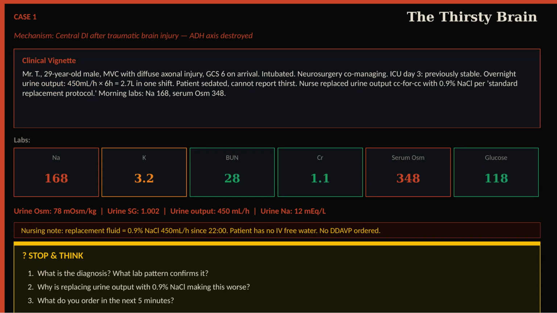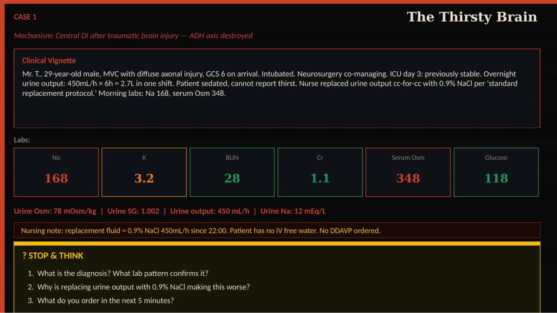Let's go. Mr. T, 29, motor vehicle crash with diffuse axonal injury, GCS 6, intubated, neurosurgery co-managing. ICU day 3, previously stable. Then overnight, his urine output explodes, 450 milliliters an hour, 2.7 liters in a single shift. He's sedated, so he can't tell anyone he's thirsty. The nurse, following a standard replace output cubic centimeters for cubic centimeters protocol, matches every milliliter with normal saline.